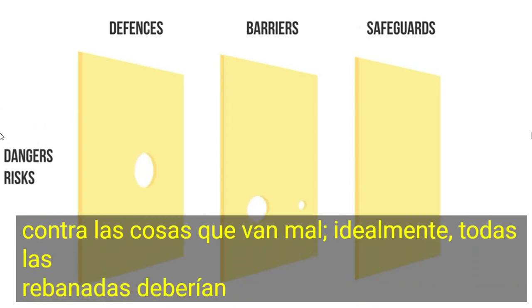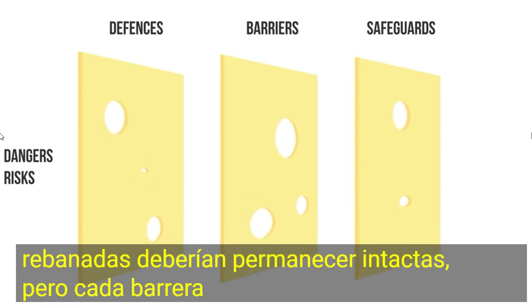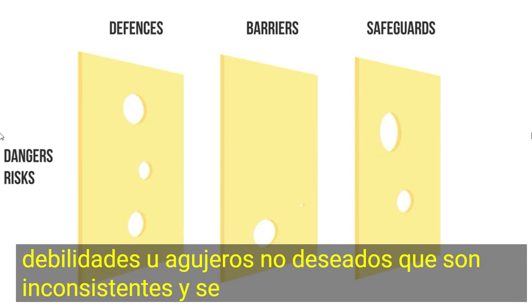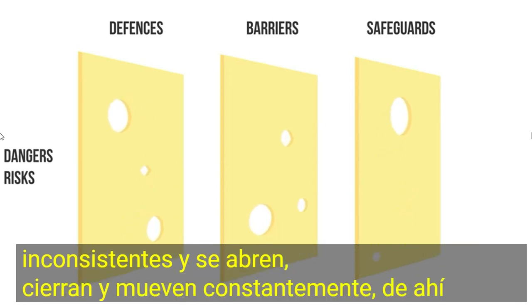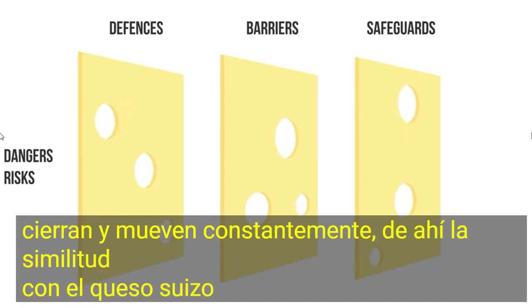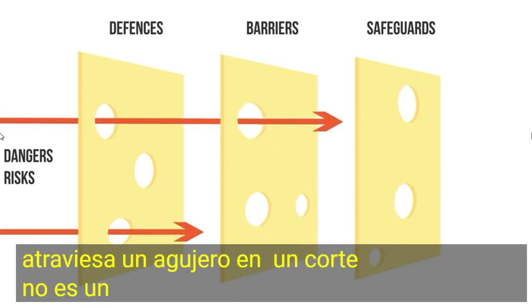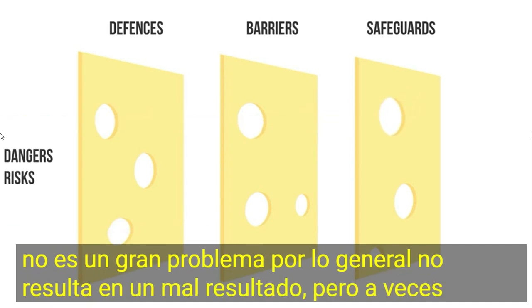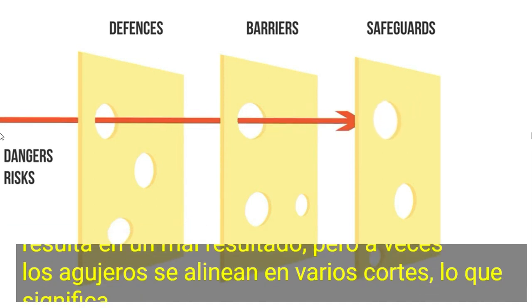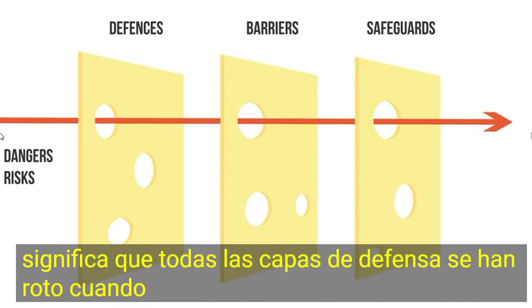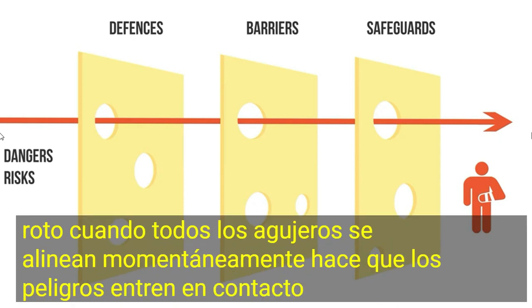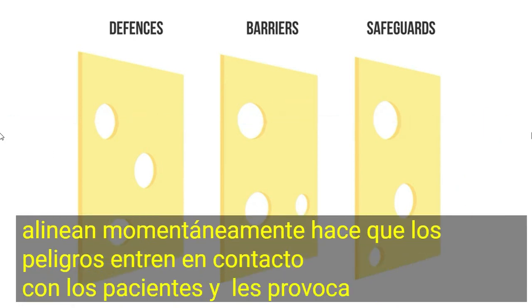Ideally, all slices should remain intact, but each barrier has unintended weaknesses, or holes, which are inconsistent and are constantly opening, shutting, and moving, hence the similarity with Swiss cheese. If an error occurs and breaks through a hole in one slice, it isn't a big problem. It doesn't usually result in a bad outcome. But sometimes the holes line up in multiple slices, meaning all the defense layers have been broken. When all holes are momentarily aligned, it brings hazards into contact with patients and causes them harm.